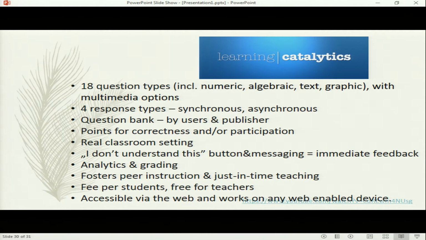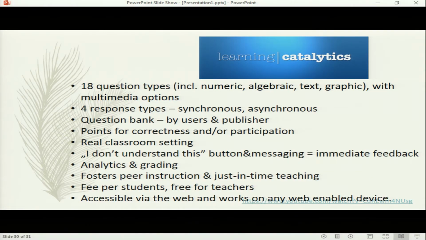There is also one unique thing about it, which is that you can create the classroom map. So when students come in, they can check into their seats, and you know who is sitting where. And when you want to put them into groups, it's very, very easy because the computer will do it for you. Okay. Also, there is an I don't understand button.